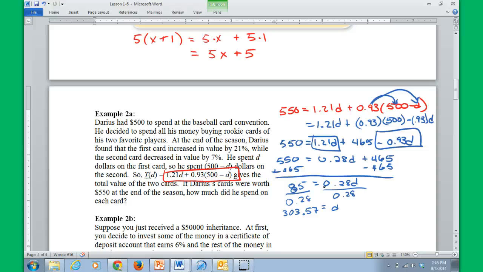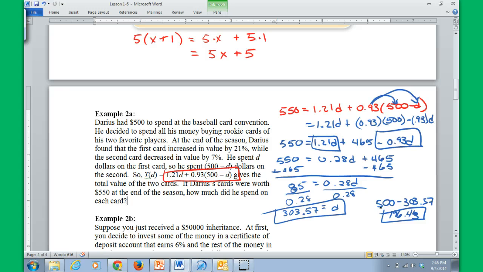All right. So now, if he spent $303 on the one card, how much did he spend on the other card? Yep, 500 minus 303, right? So this is one card, and this is the other one. What is that amount? I don't have a calculator. Pardon me? 196.43. Okay. That's the other card.